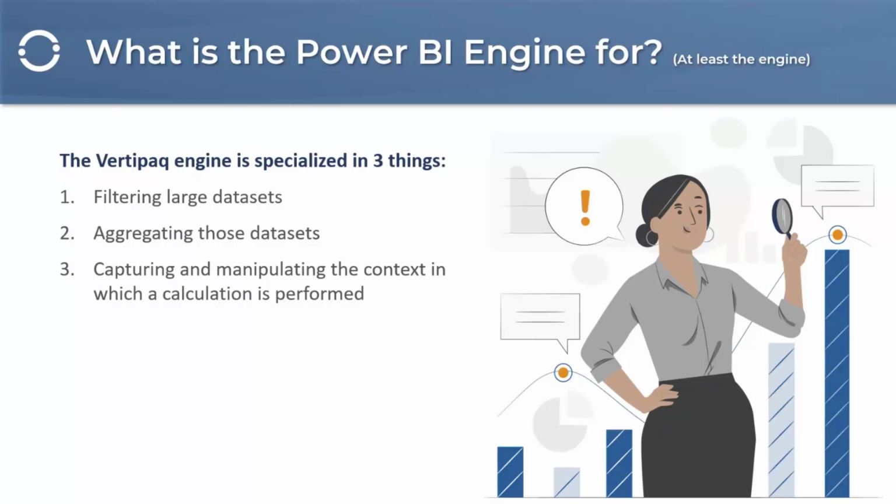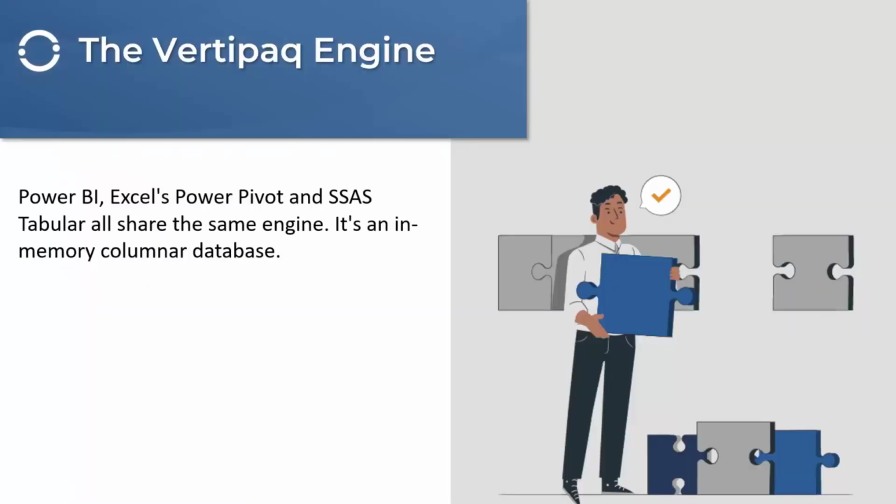So oftentimes when you were doing this traditionally and you had to do some pretty complicated Excel formulas, it took a long time for these types of reports to run. So anyways, they designed the Vertipaq engine to be able to do this type of work very fast. So what is the Vertipaq engine? It's a columnar database is really what it all boils down to, but it makes specific design choices for us in order to do those three things that I showed on the previous slide: filtering, aggregating, and capturing context and manipulating how a calculation is performed.